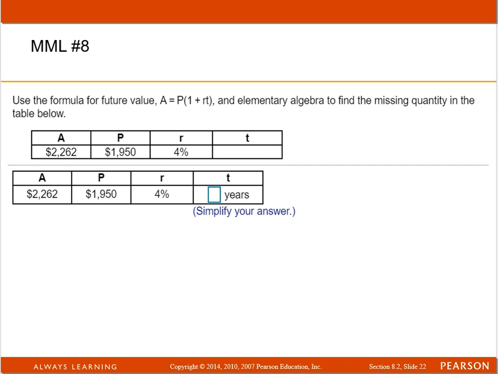Number 8 again wants us to use the future value formula for simple interest to find the missing value. But this time we're missing t, and t is inside the parentheses.